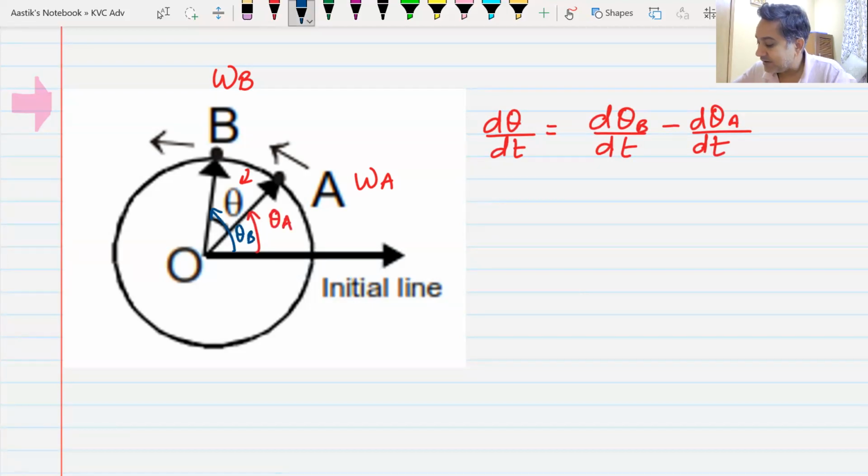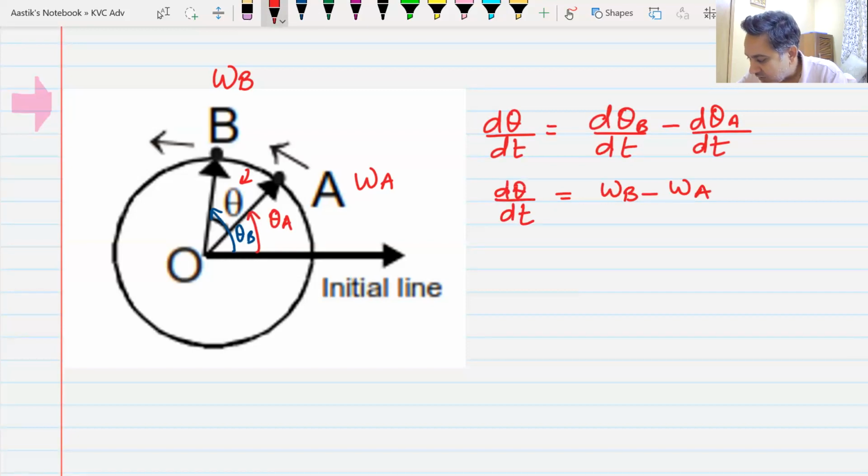So now you can write it as omega B minus omega A. Remember, this is not the angular velocity of B with respect to A. This is the rate at which the angle at the center between A and B changes. Do you understand this? Yes, sir.